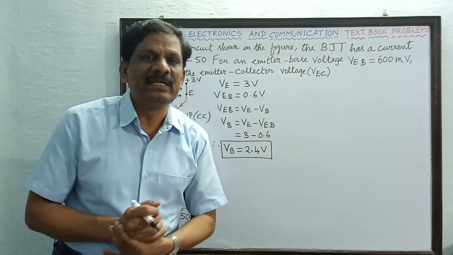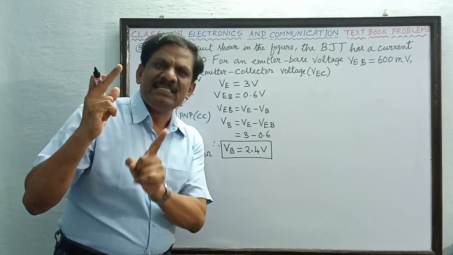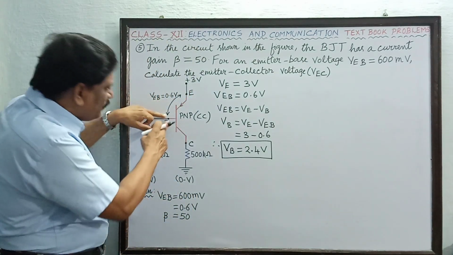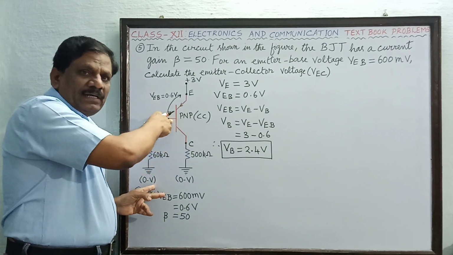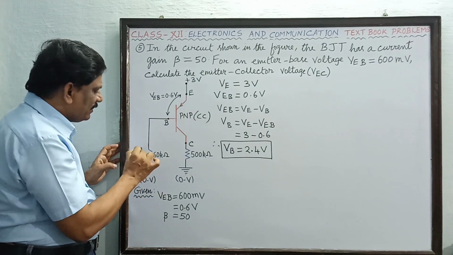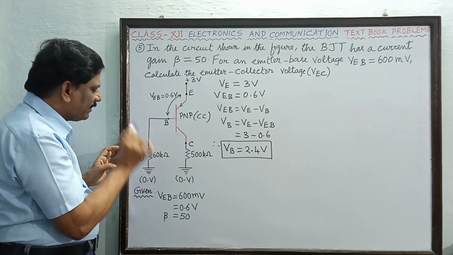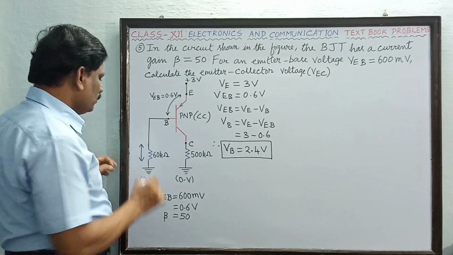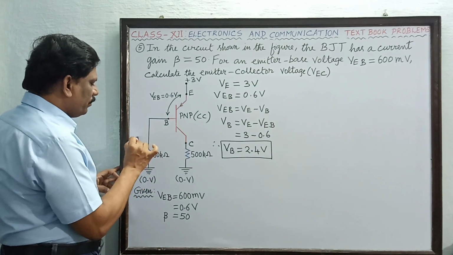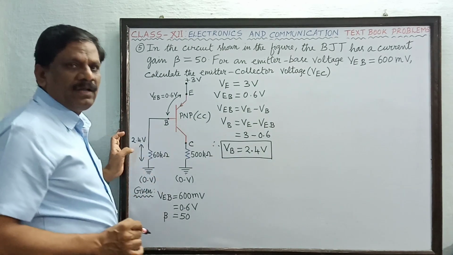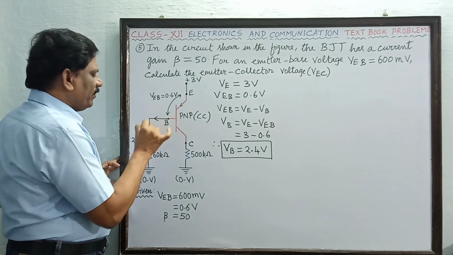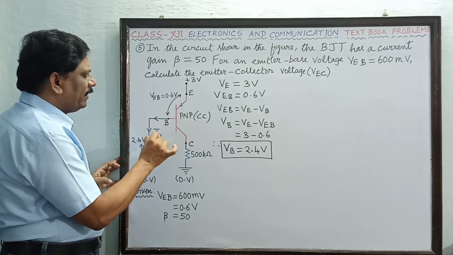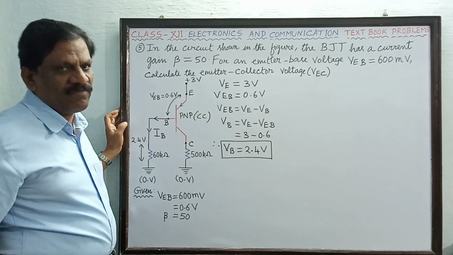So what do you mean by that? If you take a multimeter or voltmeter and measure the potential difference between this point, the base, and the ground, the potential difference across this resistor is equal to how much? 2.4 volt. As a result, a current will flow in the base. From the base to the ground, a base current IB is going to flow.